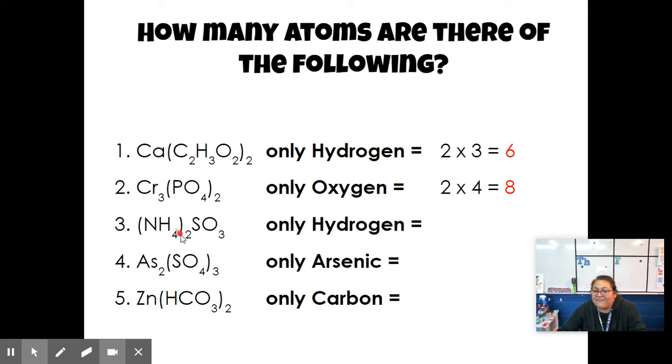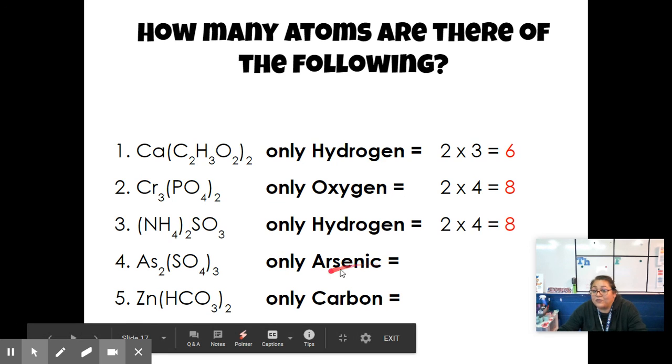Here I'm looking for only the hydrogen. Inside the parentheses, I have 4 hydrogen, but I must multiply it by the subscript of 2, and 4 times 2 is 8 hydrogen. Only arsenic. Arsenic, As, is not in the parentheses. So I can ignore the S, the O4, and the little subscript 3. That has nothing to do with my arsenic because arsenic is not in the parentheses. So I just have 2. How many carbon? Carbon is in the parentheses. There's 1 carbon in the parentheses that gets multiplied by this 2. So 1 times 2 is 2.